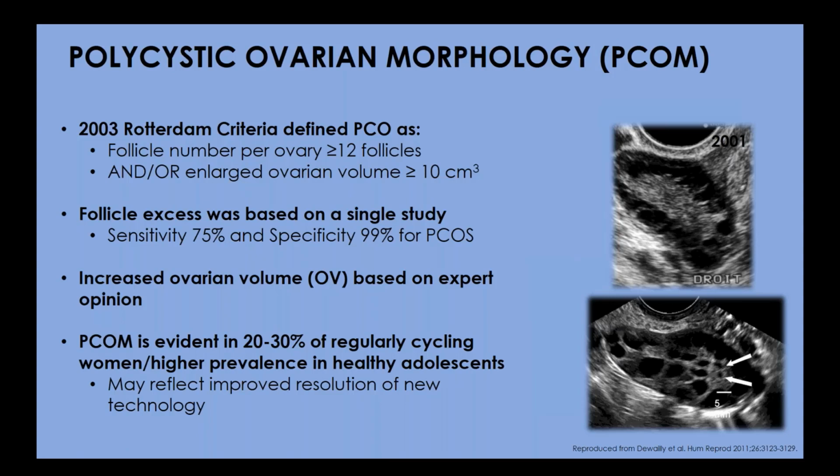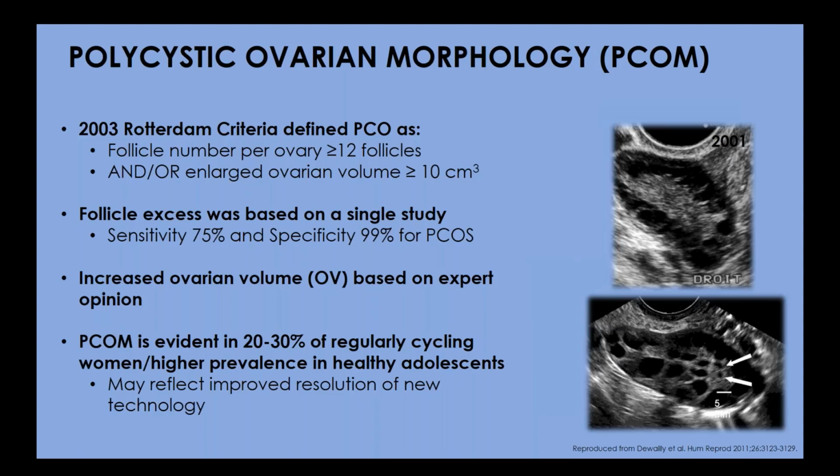Sensitivity for polycystic ovarian morphology, just based on ultrasound appearance alone, is about 75%, with a specificity of 99% in the adult population. Validity of polycystic ovarian morphology based on number of follicles has not been established in a pediatric population, has not been established utilizing abdominal ultrasound imaging technology.